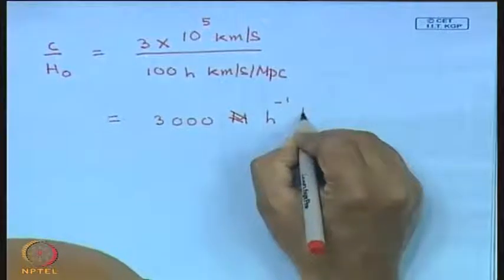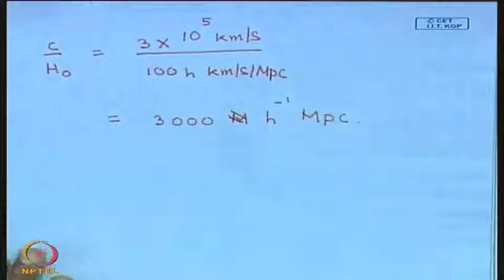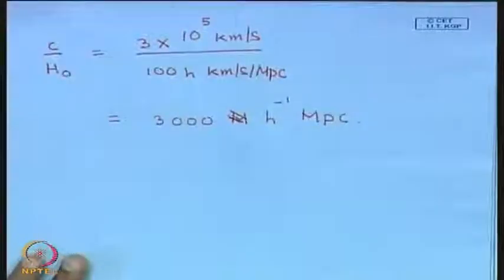h inverse Mpc, and the horizon in this model is twice this, 6000 megaparsec, h inverse megaparsec. So, the furthest distance that you can see in this omega matter equal to 1 cosmological model is 6000 h inverse megaparsec, that is the size of the horizon.